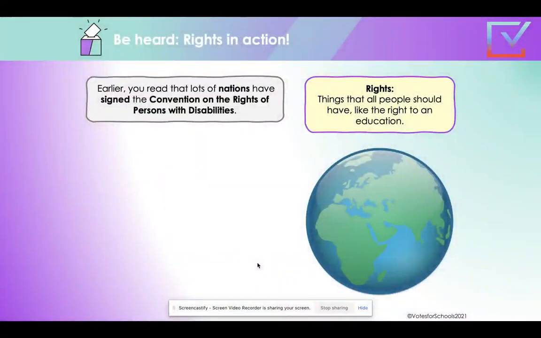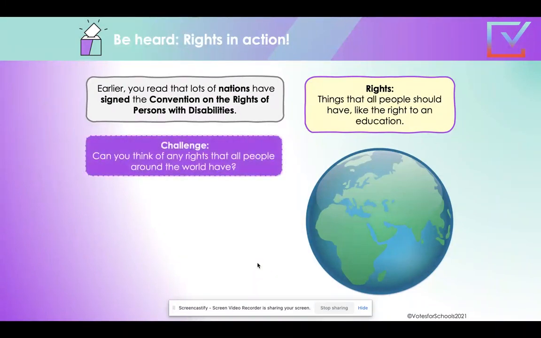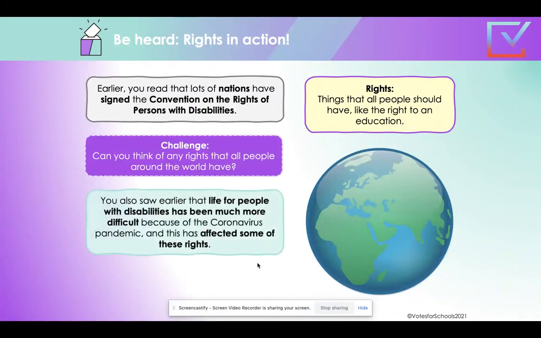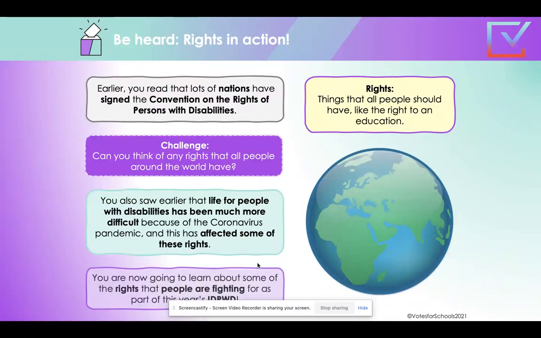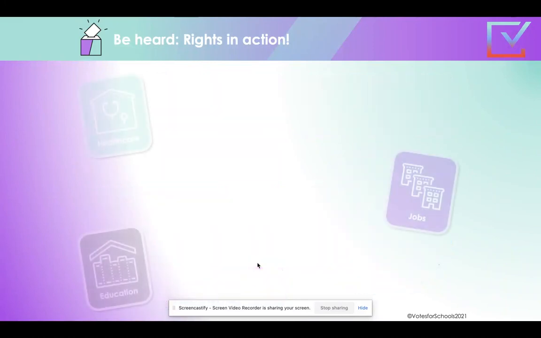So earlier you heard that lots of nations have signed the Convention on the Rights of Persons with Disabilities. Can you think of any rights that all people around the world have? You also saw earlier that life for people with disabilities has been much more difficult because of the coronavirus pandemic, and this has affected some of these rights. You're now going to learn about some of the rights that people are fighting for as part of this year's International Day of People with Disabilities.